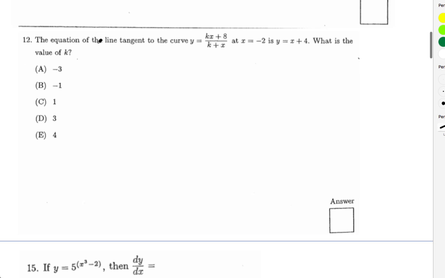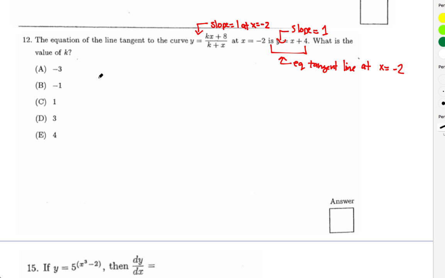On this question here, it says the equation of the tangent line to the curve y equals blah, blah, blah at x equals negative 2 is this. So this right here is the equation of the tangent line at x equals negative 2. What is the value of k? This is the equation of the tangent line. We would know that the slope of this, let's just look at that for a second, slope is 1. And so if this is the equation of its tangent line, then this slope must also be 1 at x equals negative 2. So let's see if we can figure that out.